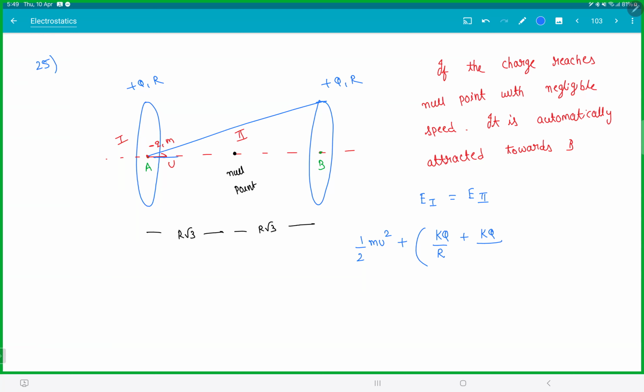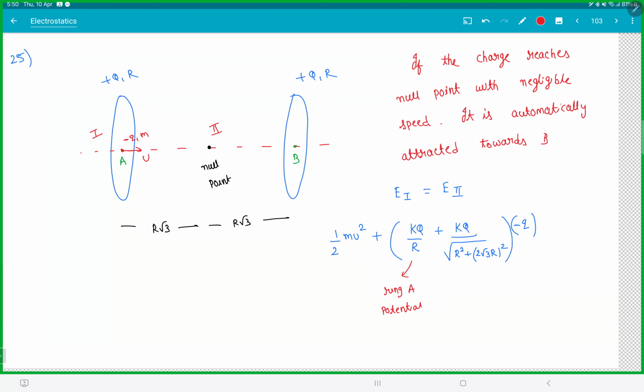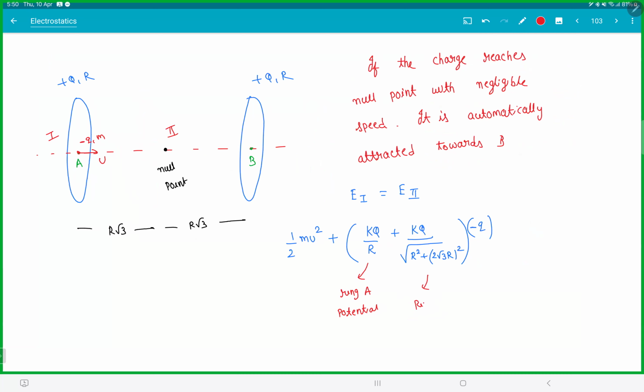How much is this thing here? This is r square plus 2r root 3 square. So root over r square plus 2 root 3 r square into minus q. This is your initial energy, everyone. This is due to the ring A's potential. This is ring B's potential. I'll just do one thing with ring 1, ring 2 at point A. So don't forget this thing.